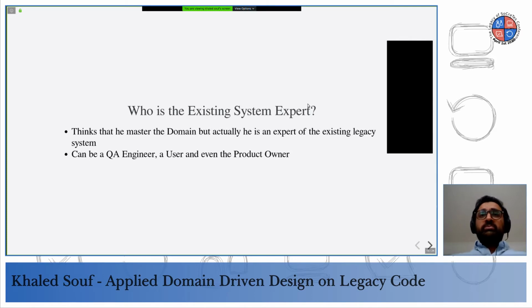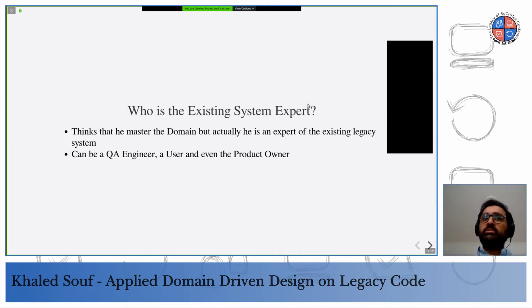So now we're going back to the other profile, the person that we call the existing system expert. That person, in most cases, knows exactly how the system works. He knows every trap about the system, but he doesn't know anything about the legacy code. The code, maybe that person didn't see it at all.